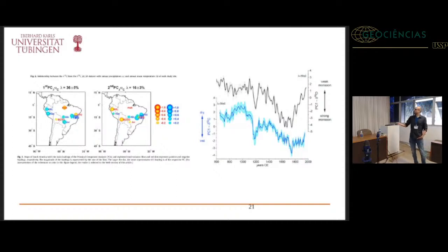Okay? And then when you look spatially at the correlation of δ13C between different sites, we pretty much see the same we see in the δ18O. We have a climate dipole in South America, from the west part of South America going to the northeast part. When we have strong precipitation in this region, we have drier conditions in this other region, and vice versa.